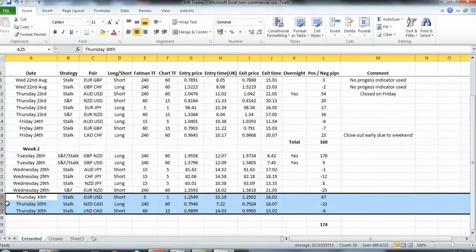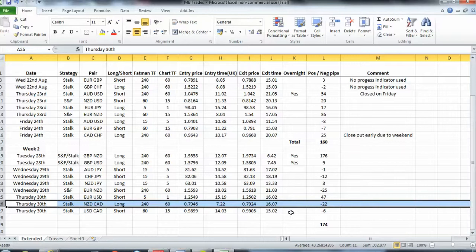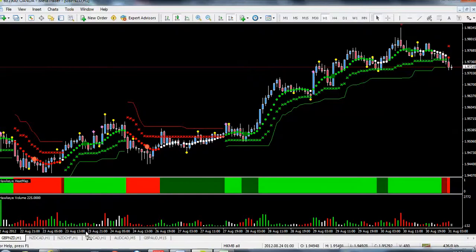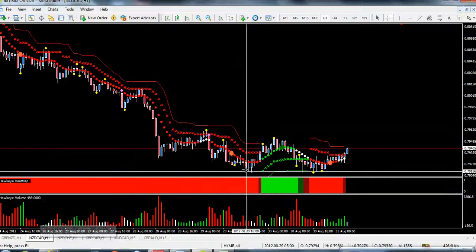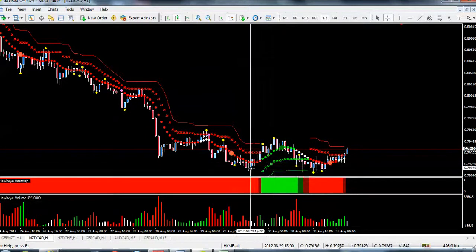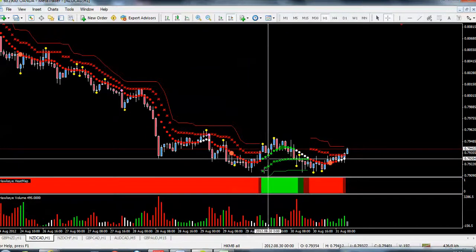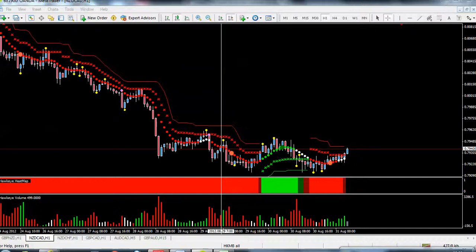We had another loser here. Now this isn't one I placed in the room. I placed this earlier yesterday morning, but showed the trade because it was going all day. And this is the New Zealand dollar versus the Canadian dollar here. And similarly with this one, we had a signal to go long. I'll just show you why that was.